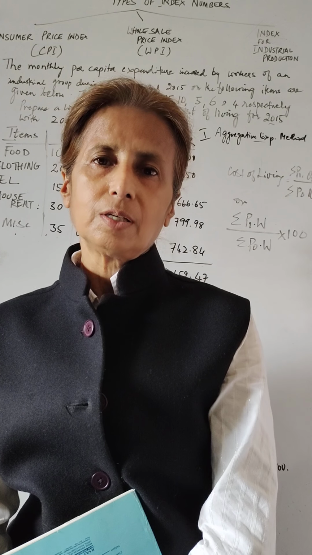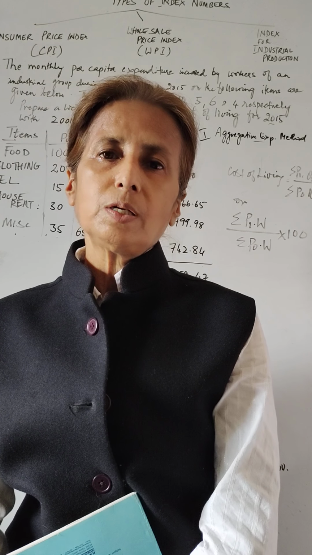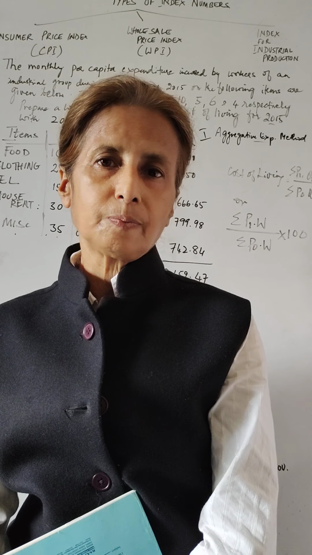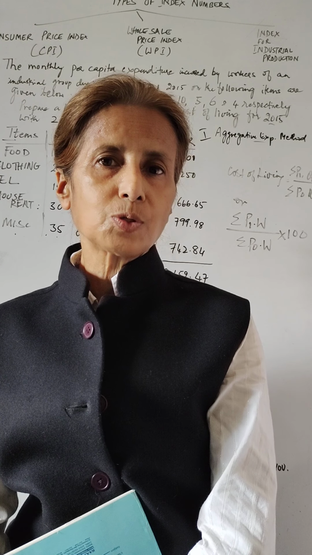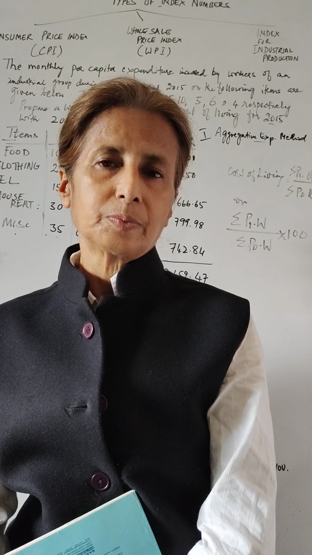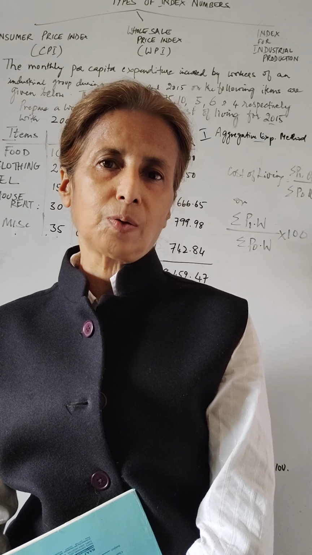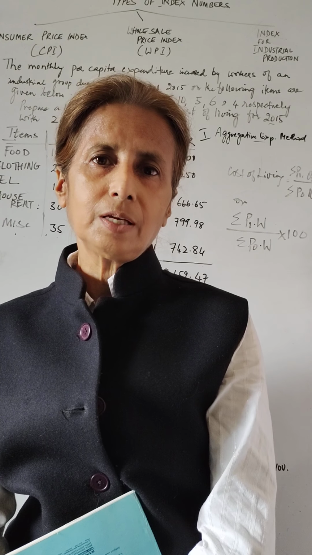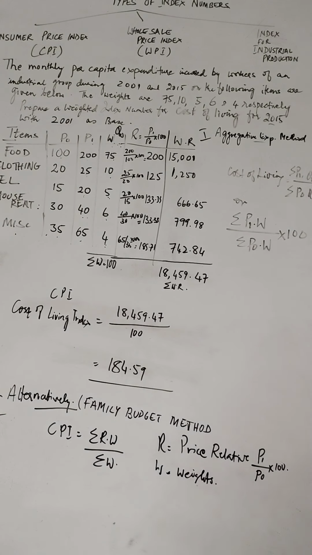expenditure method. So remember, when we did the weighted index numbers, we had two methods. One was the weighted aggregative method, and the second was the weighted average of price relatives. That's exactly what we are doing now. So we're going to do the family expenditure method. This is what is family budget method, that is.